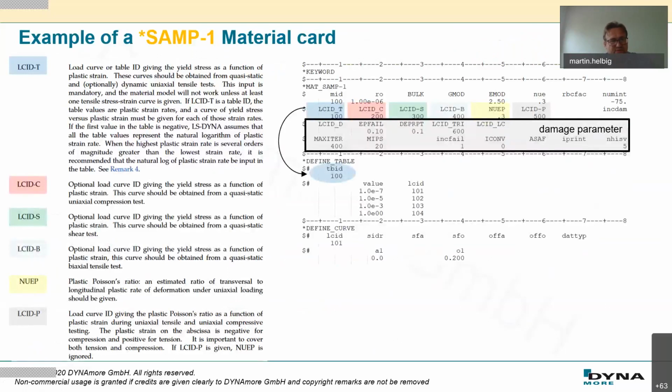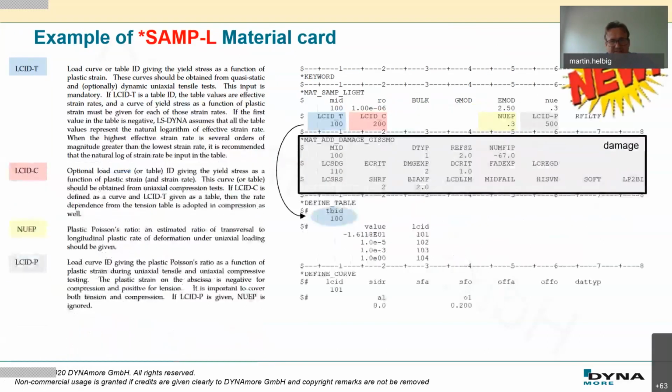So here we see the input. This is just from the handbook I copied out. Here described are the different curves you can put in for this SAMP material card. And also in the SAMP-1 model, you can create some damage behavior, but it is also possible to use MAT_ADD_EROSION for the SAMP model.